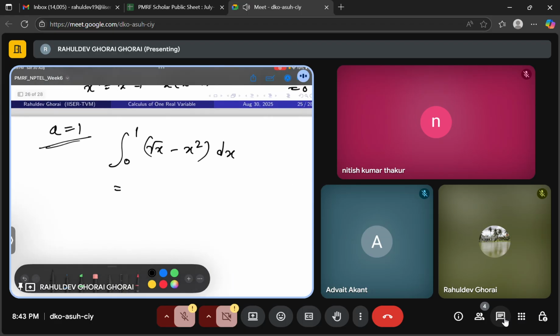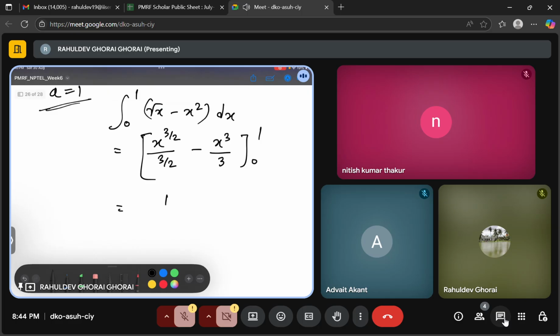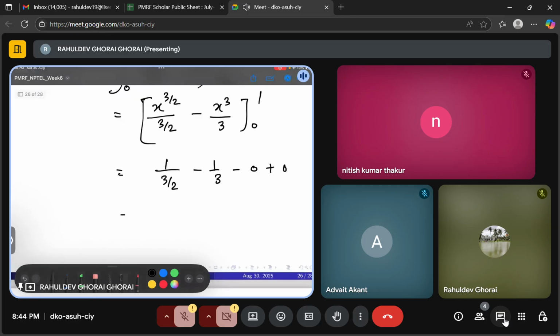So now it is easy. What is the area? Square root of x is x to the half, so the antiderivative will be x to the 3 over 2 over 3 over 2, minus x squared becomes x to the power 2 plus 1, that is x cubed over 3, from 0 to 1, right? At 1, it will be this minus 1 over 3, and at 0 it will be 0 minus 0. So it will be 2 over 3 minus 1 over 3, that is 1 over 3, and that is your area, 0.333.